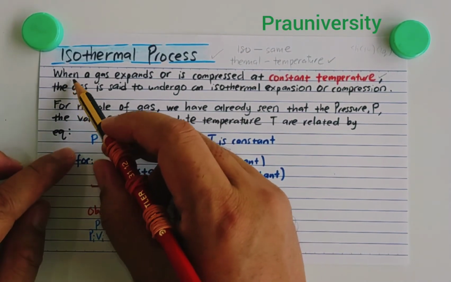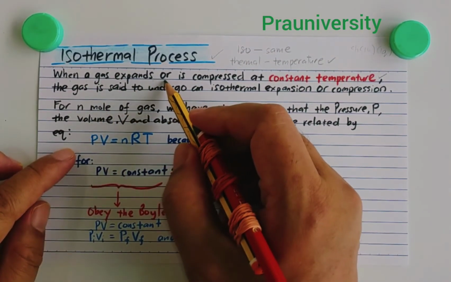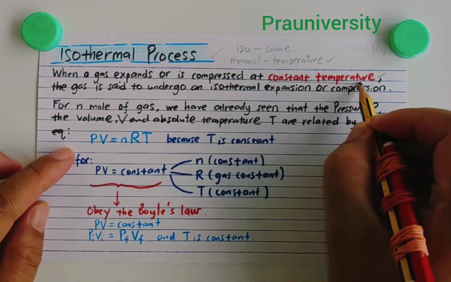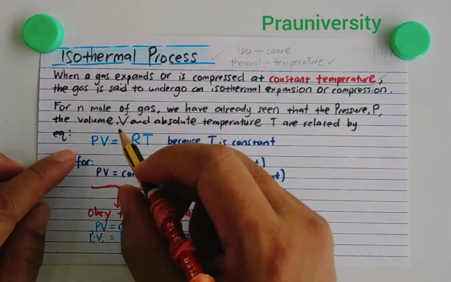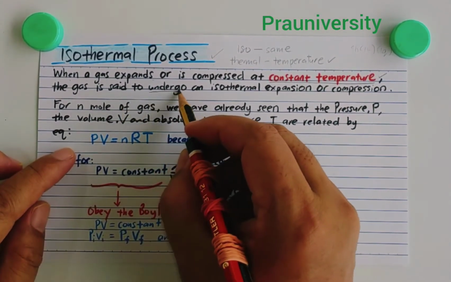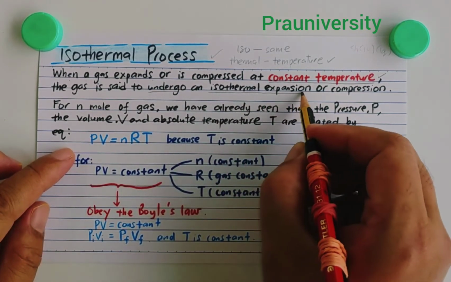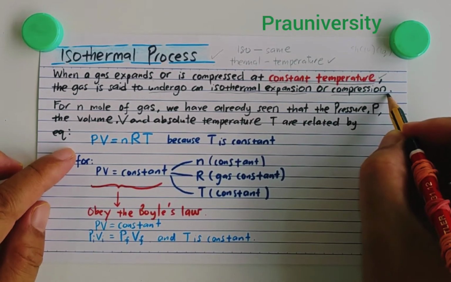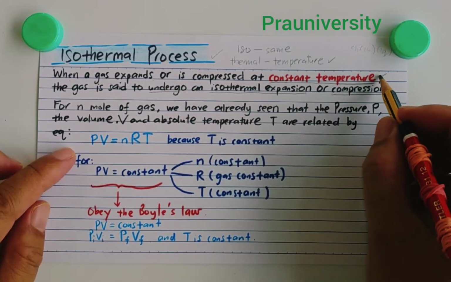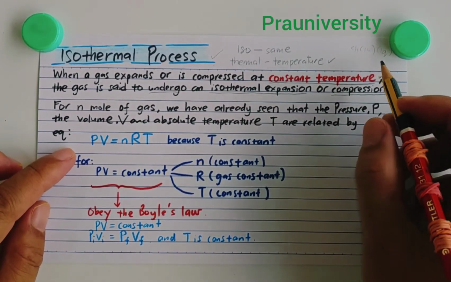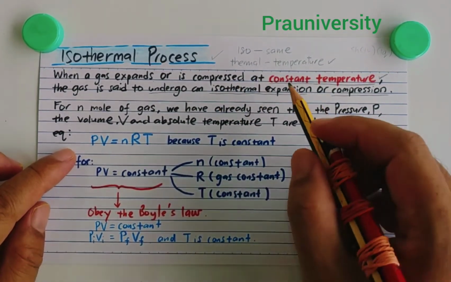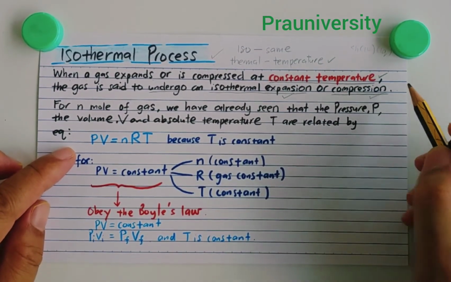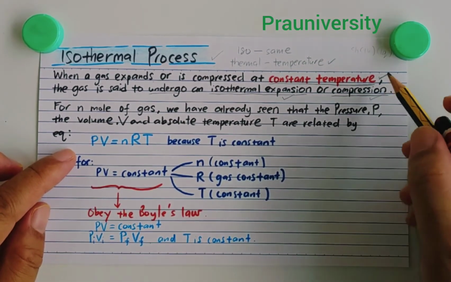We continue. When a gas expands or is compressed at constant temperature, the gas is said to undergo an isothermal expansion or isothermal compression. So when the gas expands or compresses at constant temperature, the gas undergoes the isothermal process. It can be isothermal expansion or isothermal compression, either one.